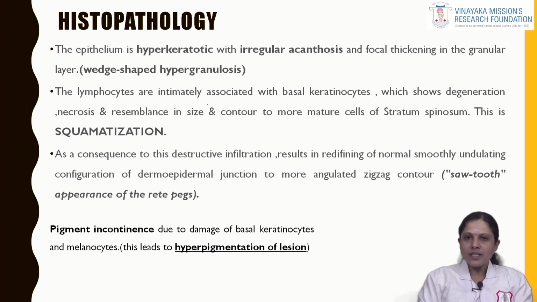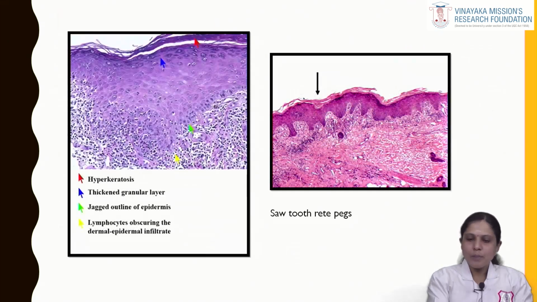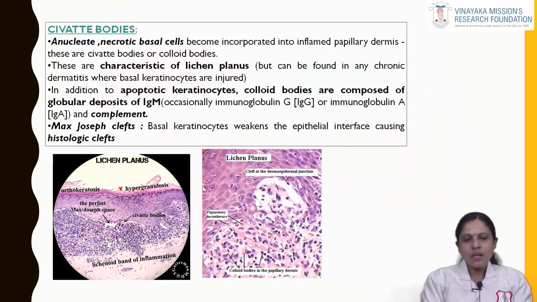And the inflammatory cell infiltrate is usually arranged in a dense band. So you can appreciate here the dense band of inflammatory cell infiltrate, which is a characteristic feature of oral lichen planus, and you can see selective hypergranulosis, with wedge-shaped areas in between. Apart from that, civatte bodies, which are anucleate necrotic basal cells, become incorporated into the inflamed papillary dermis and can also be seen.